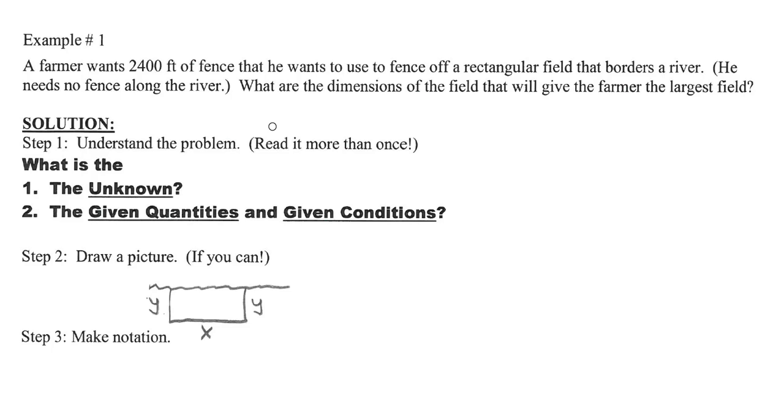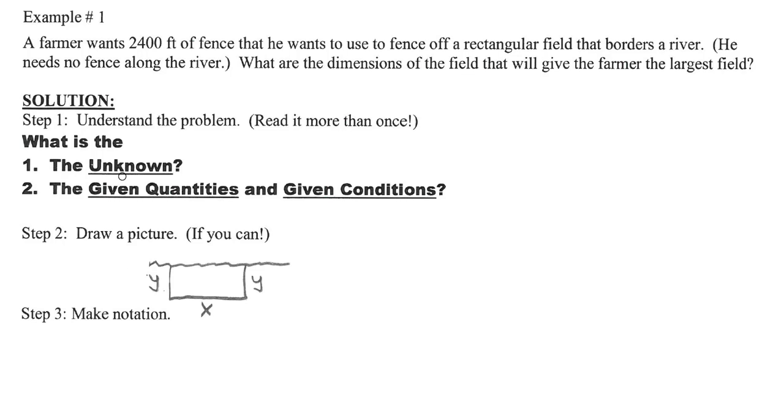understand what's happening. A farmer wants 2,400 feet of fence that he wants to use to fence off a rectangular field that borders a river. He needs no fence along the river. What are the dimensions of the field that will give the farmer the largest field?